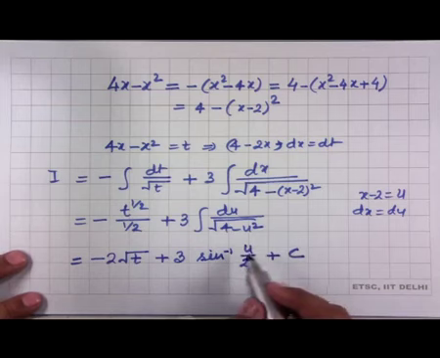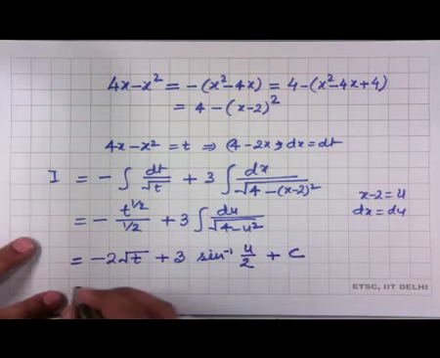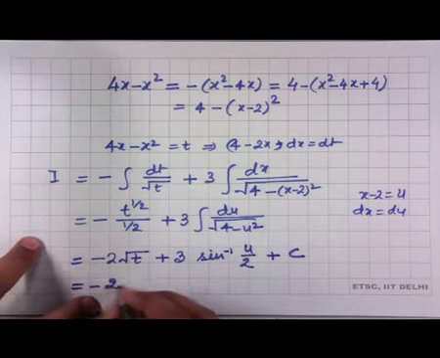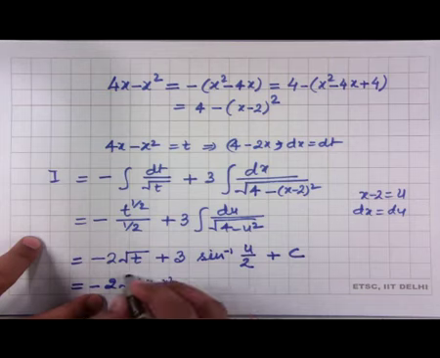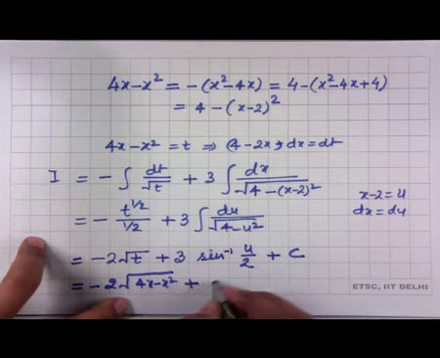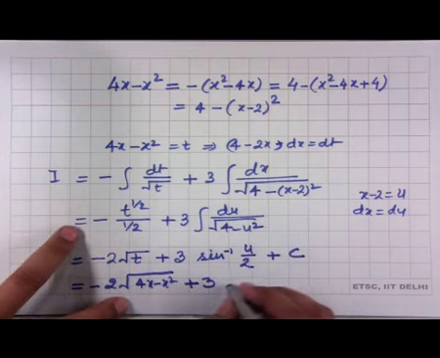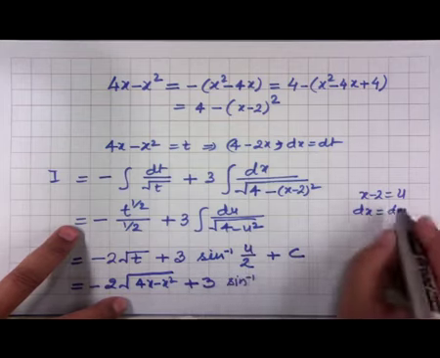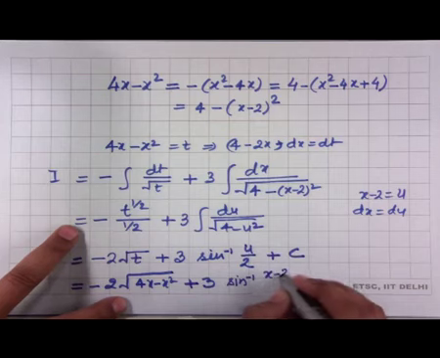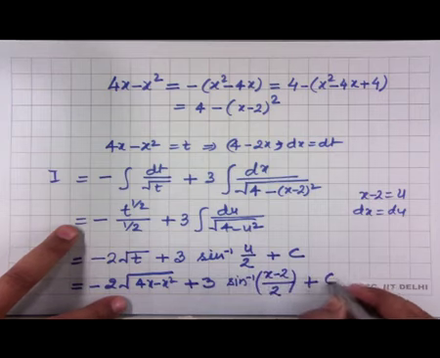Finally, substituting the values of t and u, we will get minus 2 square root of t, and t is nothing but 4x minus x squared, plus 3 sin inverse of u, and u is nothing but x minus 2, divided by 2, plus a constant of integration.